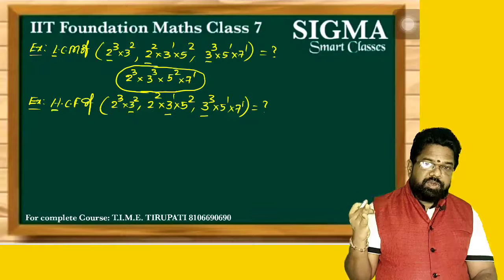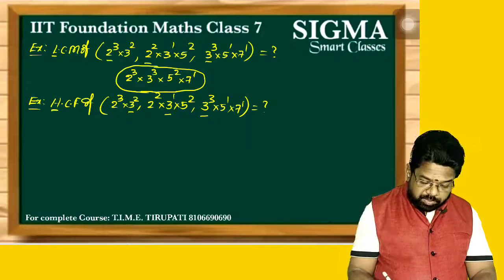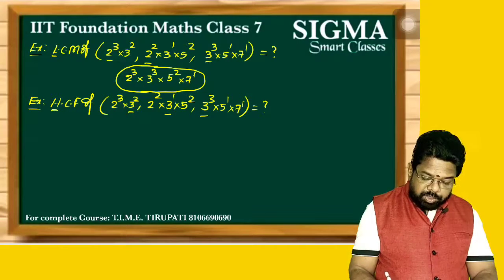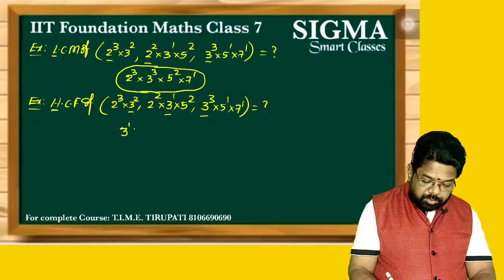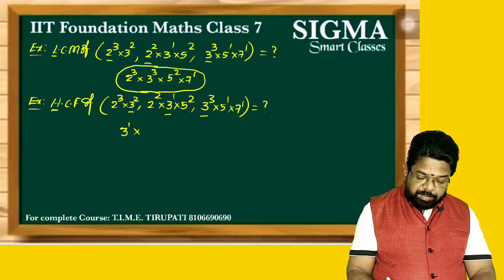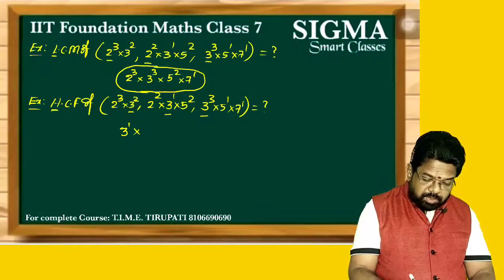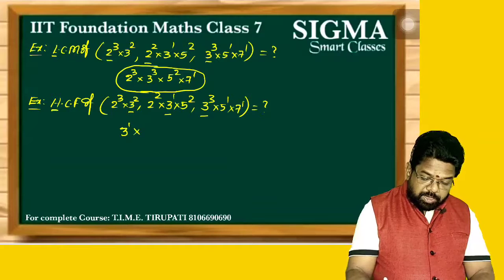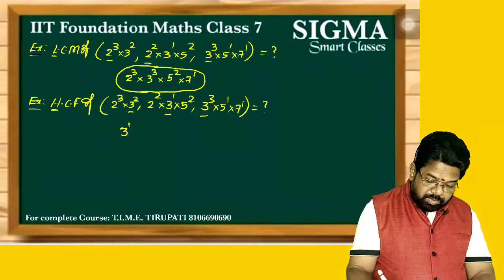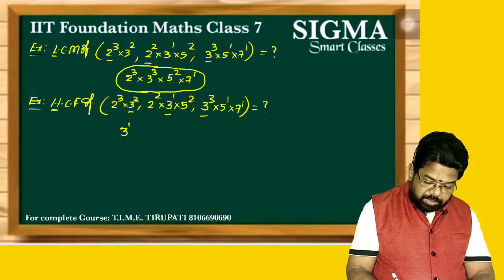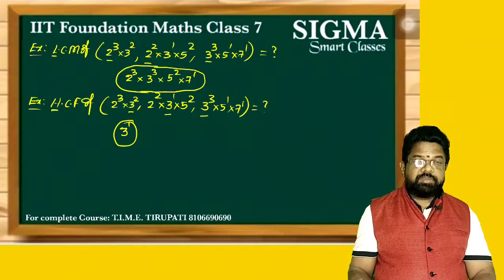Now which one do you have to take? The least power. In 3 power 2, 3 power 1, 3 power 3, what is the least power? 3 power 1. Now in a similar way, 5 power is not in the first term, and 7 power is also not in the first term. So what is our answer here? Only 3 power 1 is our answer, because it is in each and every term.